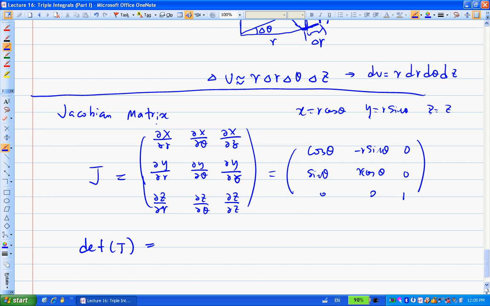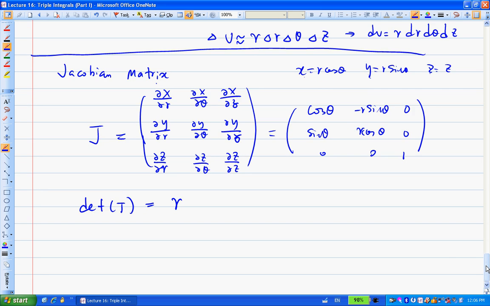You know how to calculate a determinant. For a 3 by 3, if you do this determinant calculation, you end up with basically r. This multiplied by this is r squared cosine squared theta, and these two are zero, so you only have the other one here. And there's this minus this multiplied by this, and minus minus becomes positive. So altogether you get r here.